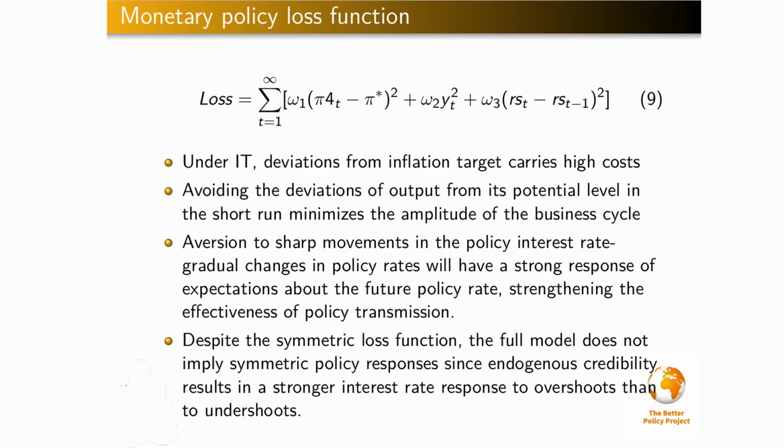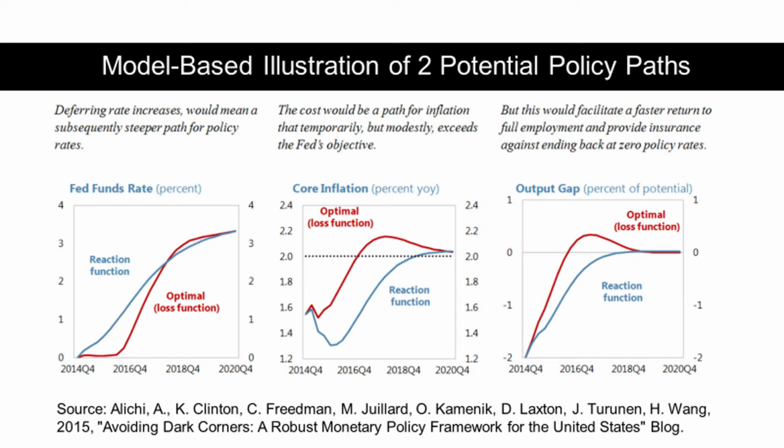It is 0.5. There are different approaches between the reaction functions and loss functions. For example, in simulations from Alichi and others, 2015 IMF working paper titled Avoiding Dark Corners, a Robust Monetary Policy Framework for the United States, you can see the red line showing policy rates not adjusting much. This period from 2014 onwards saw advanced economies at the effective lower bound. Optimal policies suggested keeping rates low for longer, which led to a slight overshoot in inflation before returning to its target. The same applied to the output gap, which overshot slightly before stabilizing.